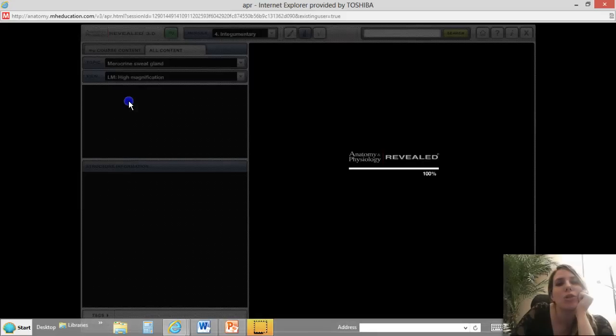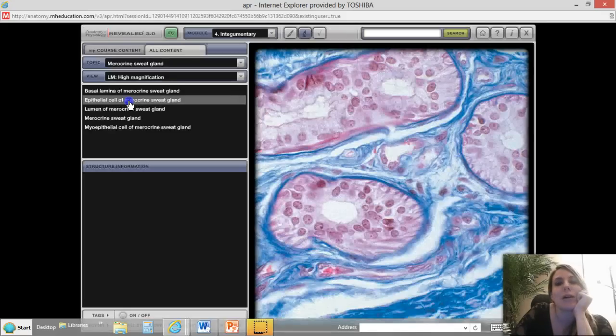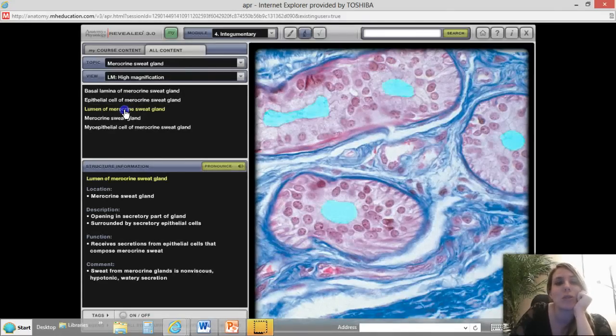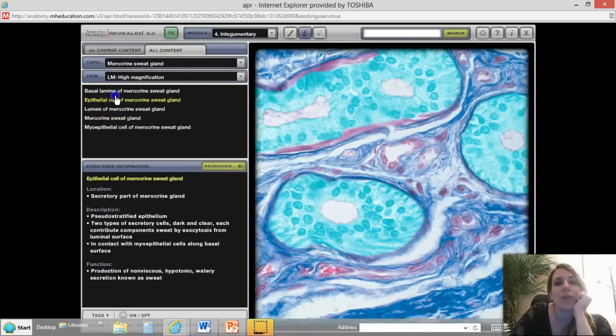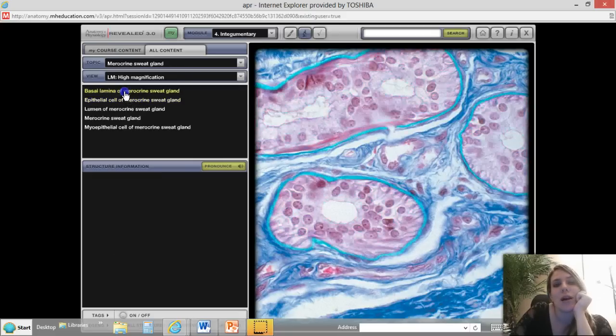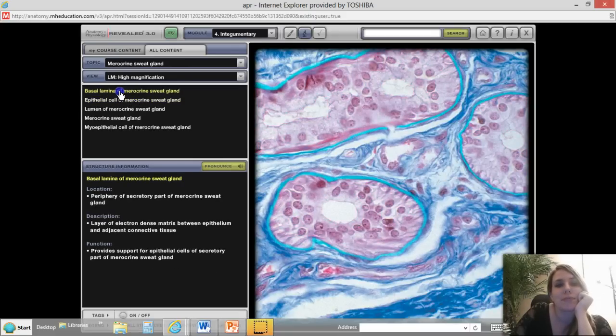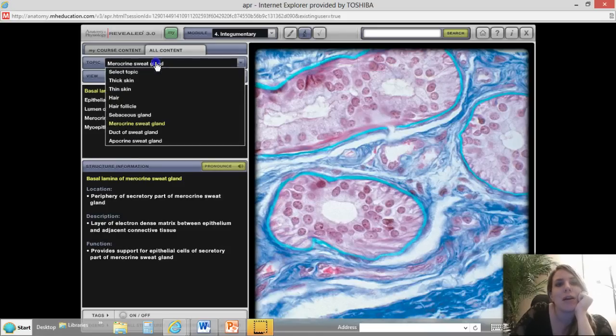See if we can get a closer look under high mag. So here are cross sections of merocrine sweat glands. The lumens are in the middle. Here's the whole merocrine sweat gland. Here are the epithelial cells that secrete the sweat into the lumen. Basal lamina around there. And that's pretty much what you need to know for that.